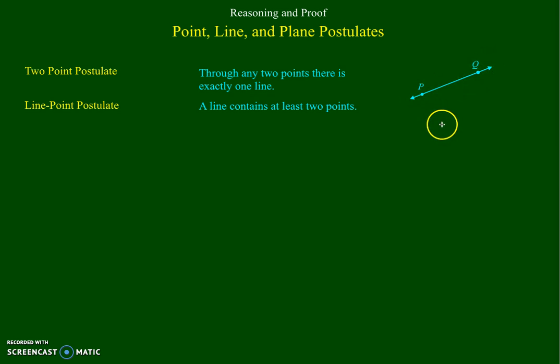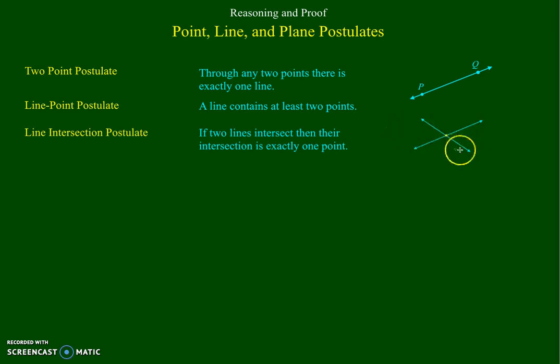The next postulate is the line intersection postulate, and it says if 2 lines intersect, then their intersection is exactly 1 point. This falls out of the fact that lines have only length, they have no width and no thickness, and therefore if 2 objects that have no width and no thickness intersect, then that intersection has to be an object with no dimension at all, and that, we said, was the definition of a point. Well, not the definition, but the description.